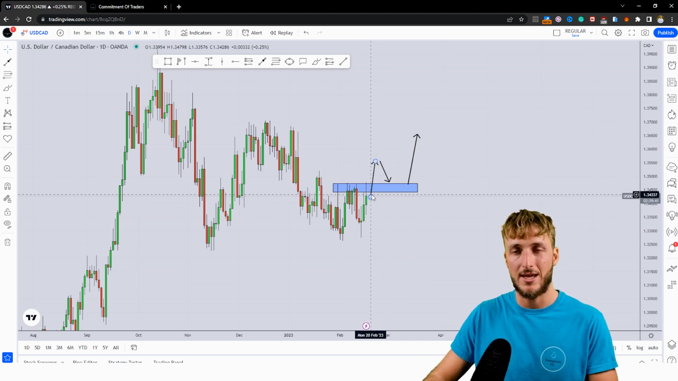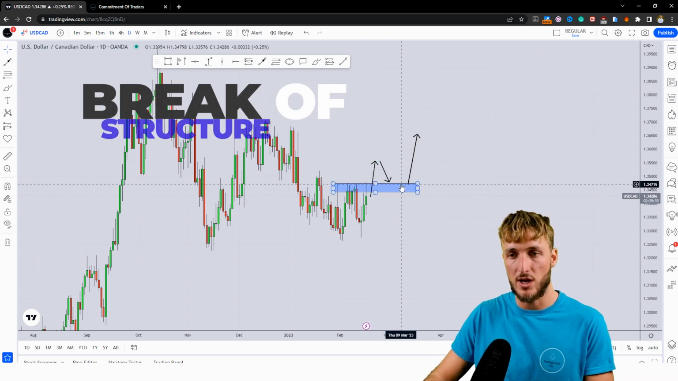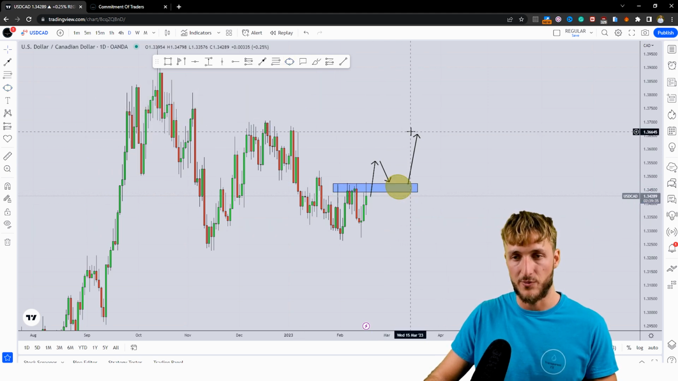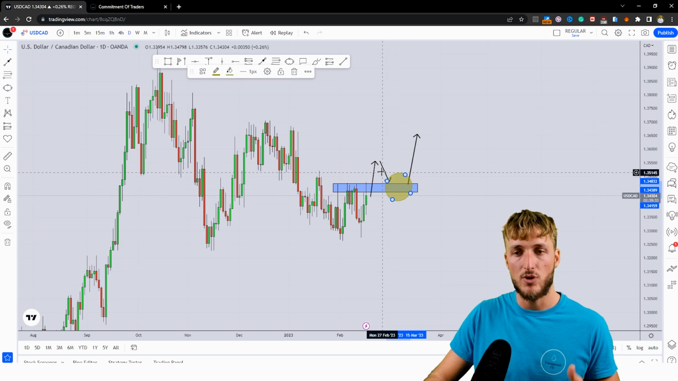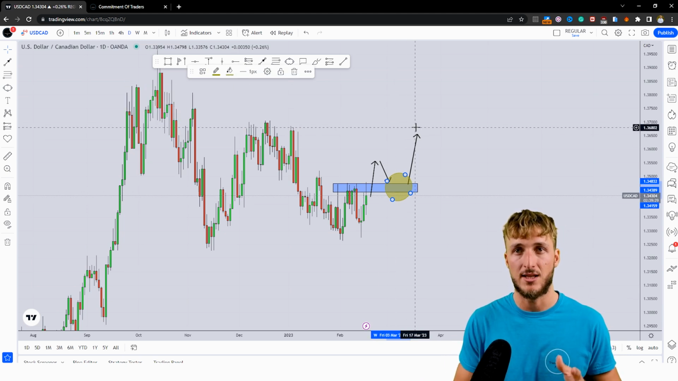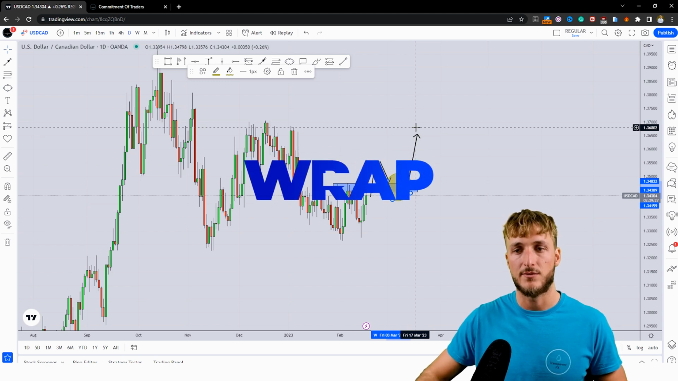This increases, again, the probabilities that if we see the break on the retest, we might see a rejection to the upside away from this zone. So if we do get a break on the retest, how we could be approaching this potential rejection to the upside? Now, as usual, trading is reactive and not predictive.